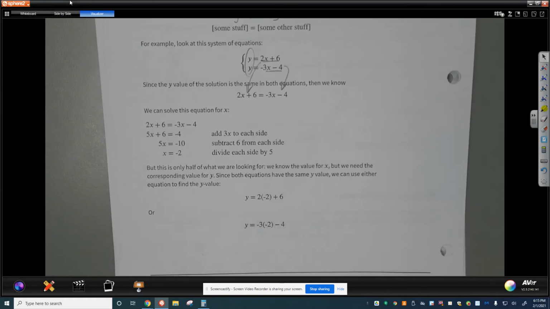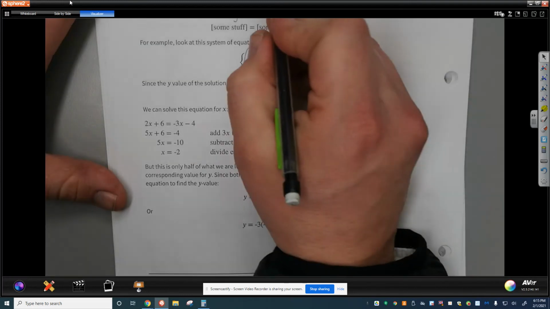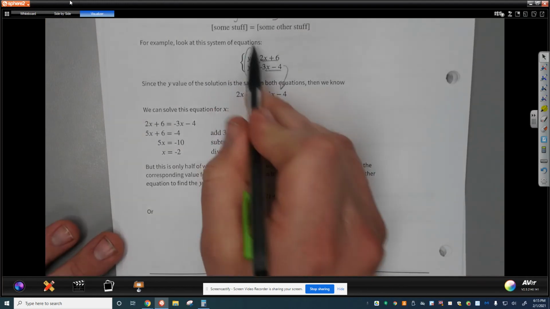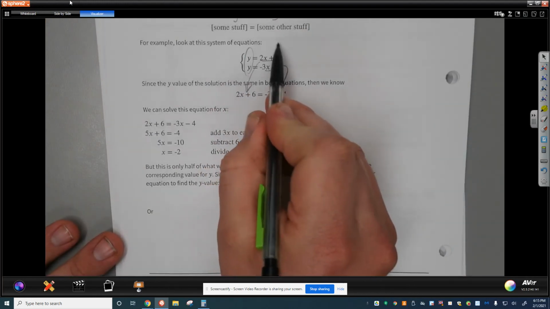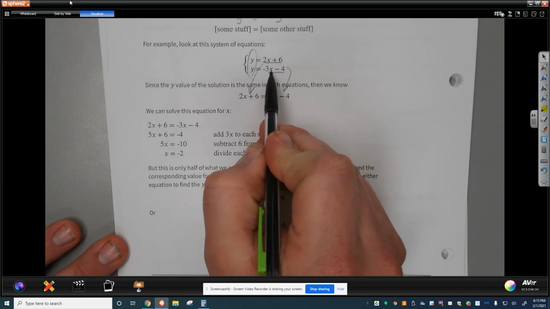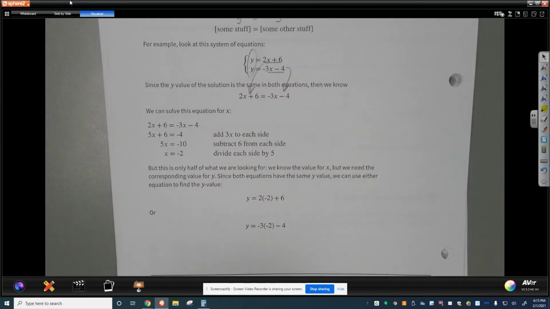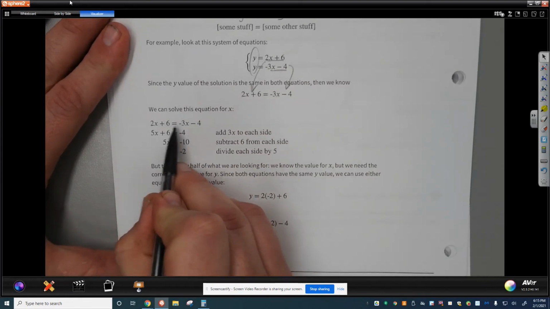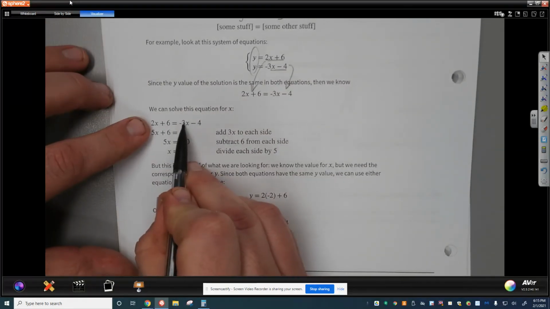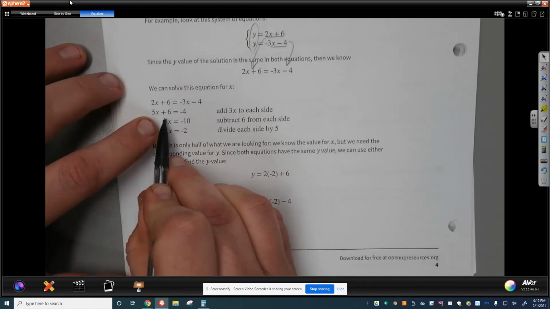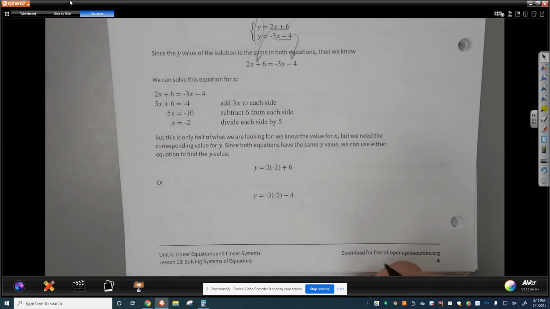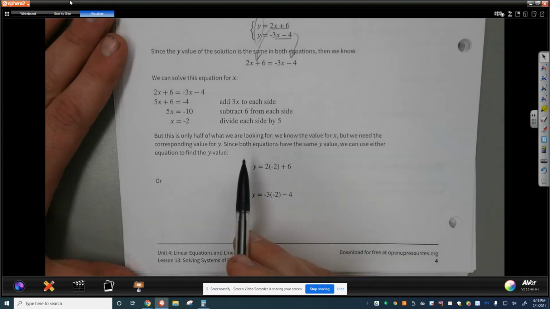We can solve this equation by substitution. So this some stuff and some other stuff, this is substitution. I've taken some stuff and turned it into 2 times x plus 6. And I've taken some other stuff and turned it into negative 3 times x minus 4. And now what I'm doing is I'm solving everything in here for x. I'm following those properties of equality, the addition property of equality, to get the 3x to this other side, and then the subtraction property of equality to get 6 out of there, and then the division property of equality to get x all by itself. And once I have x, I'm still left with another variable. I have to find y.